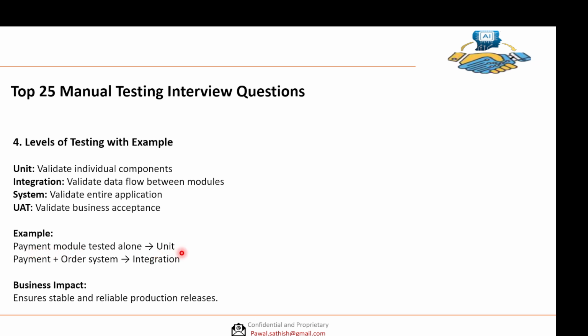For example, with a payment module, if you tested only the payment module, it's unit level testing. But if you consider the payment plus the order system, then it's integration. It ensures stable and reliable production releases. So these are the levels of testing.